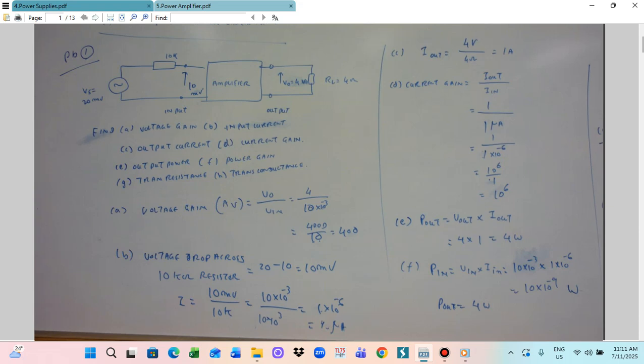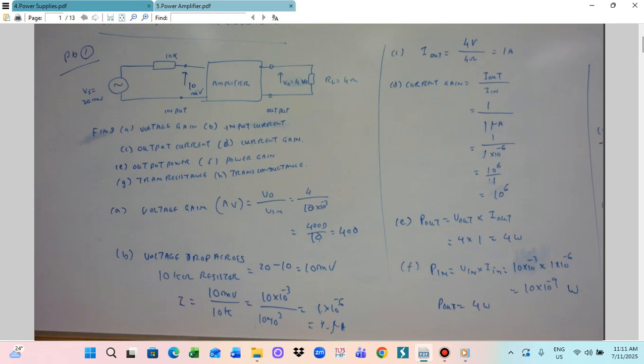Then we can find the current I. I is equal to 10 millivolt divided by 10 kilo ohm. So we calculate 10 into 10 power minus 3 divided by 10 power 3. So this is 10 into 10 power minus 6, so 10 microampere. So input current is 10 microampere. And then C, output current. Output voltage is 4 volt, resistance is 4 ohm. So I out is equal to 4 volt divided by 4 ohm, so you get 1 ampere.